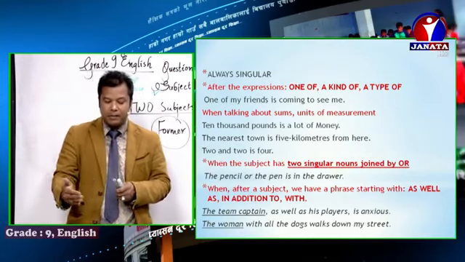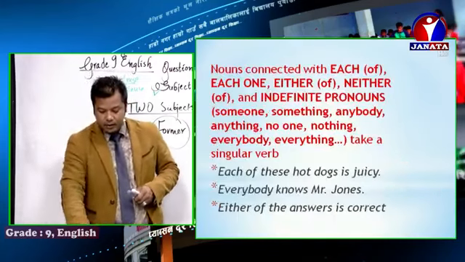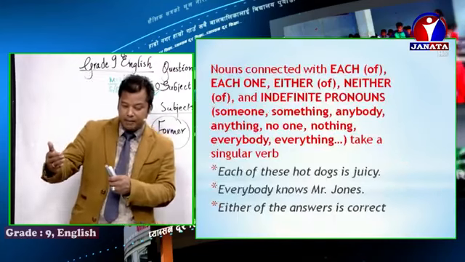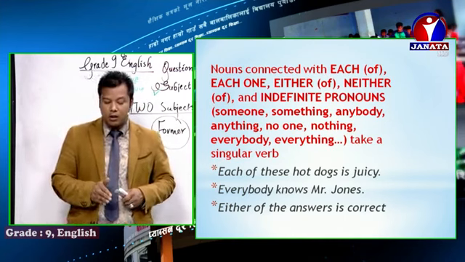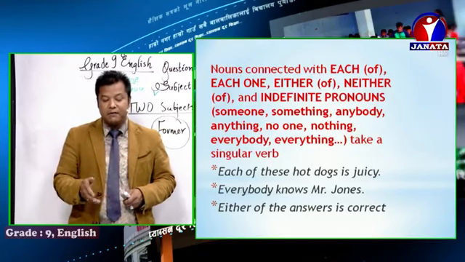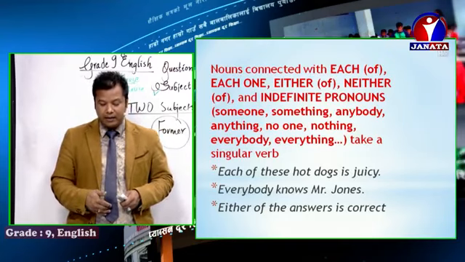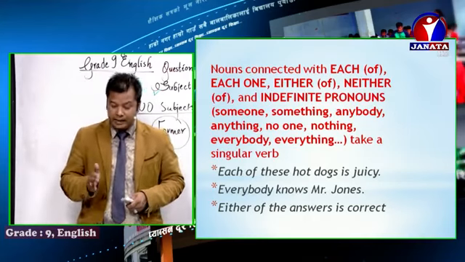These are some examples: in addition to, with, along with, I have already said. So see some other examples now. Nouns connected with each, one, either, or either of, neither of. Indefinite pronouns, someone, something, anybody, anything, no one, nothing, everybody, everything, take a singular verb. Examples.